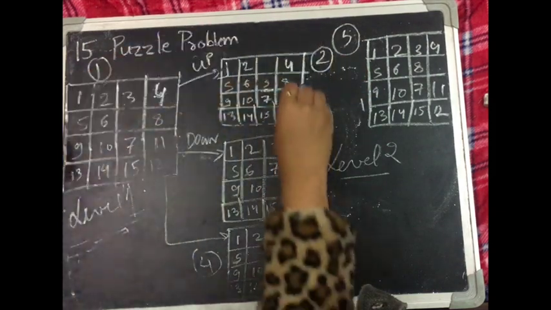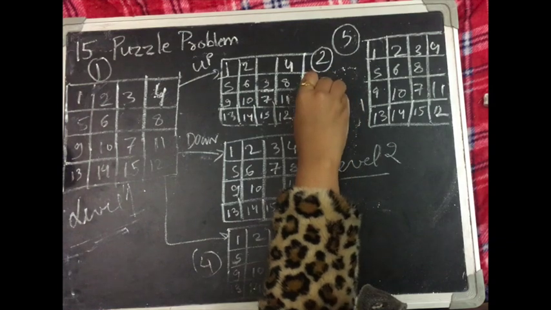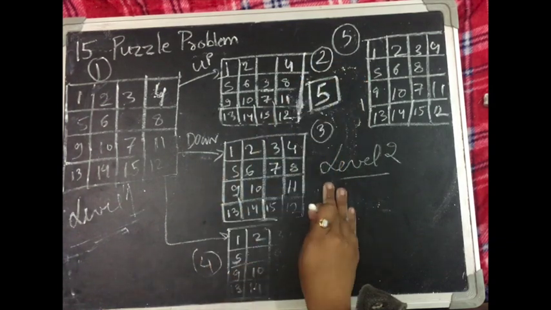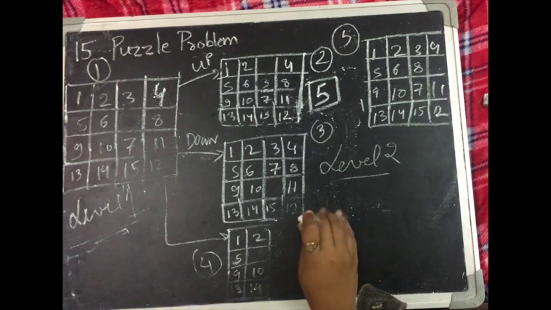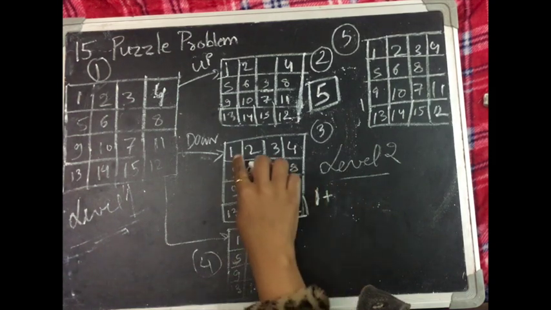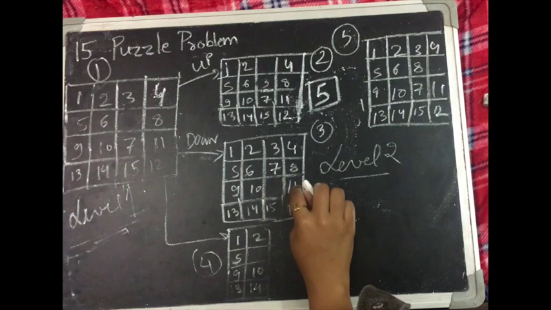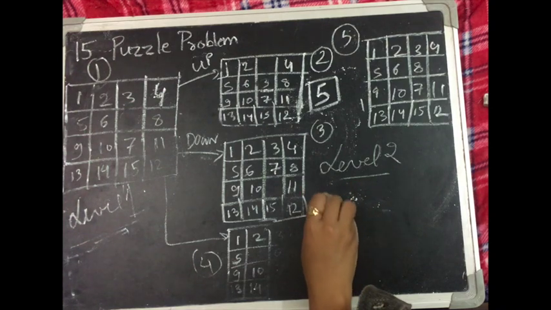So C cap of node number 2 is 5. Okay, I'll just put it in a square shape. Now I have to find the C cap of node number 3. So C cap of node number 3 will be 1 plus 1 2 3 4 5 6 7 8 9 10. This is not considered. Here it should be 12. So 1 and 2. That is equal to 3.